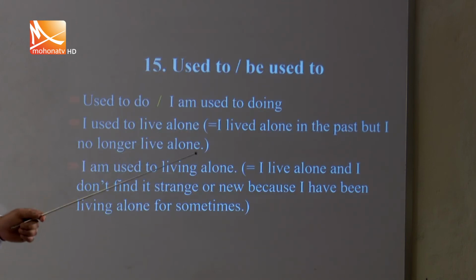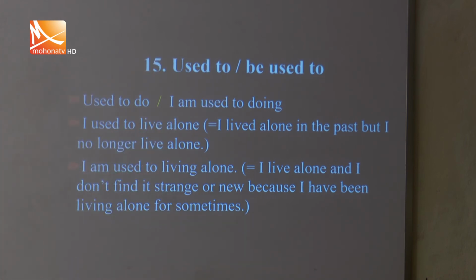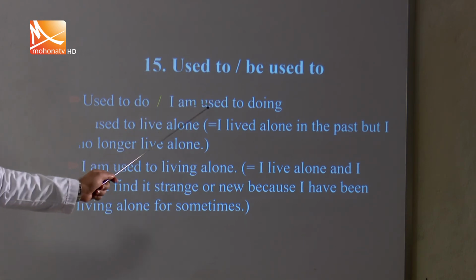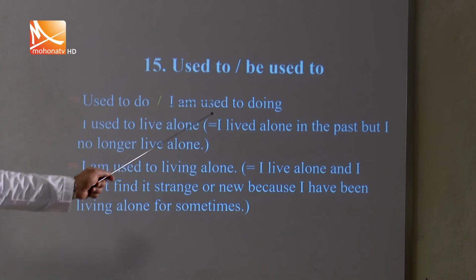There is another usage of "used to." Look at this, we will compare "used to" and "be used to." Be used to indicates a habitual fact or a present situation: used to do, and I am used to doing. So, if there is a be verb or get or become before used to, we use a verb with the -ing form, which is called the present participle.